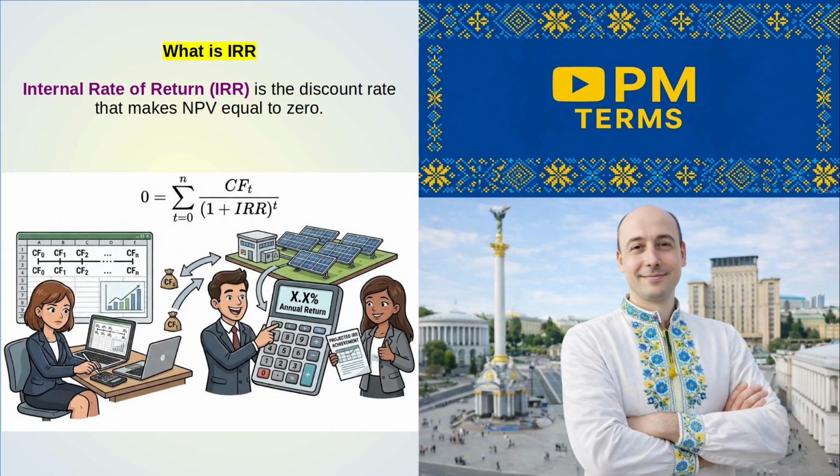What is IRR? Internal rate of return is the discount rate that makes NPV equal to 0. IRR formula: 0 equals the sum of CFt divided by (1 plus IRR) to the power of t. IRR is the annual rate of return generated by the project. Because calculating IRR requires iterative calculations, it's typically computed using tools like Excel.